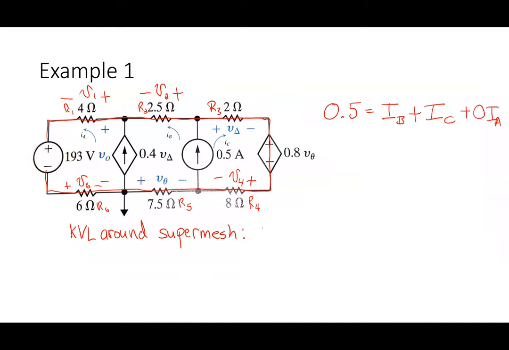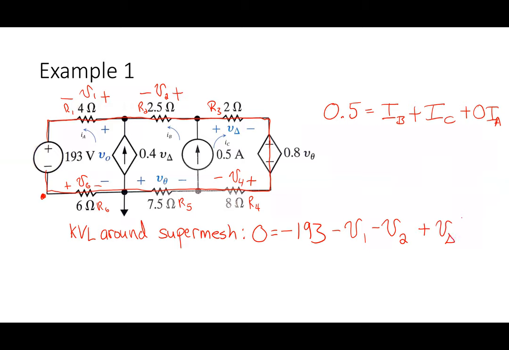So I like to start down here in this corner and then work back to that corner. I'm going to say zero equals. First, I go through a 193 volt source. How do I write that? Minus 193, because I go minus to plus. Then I get to R1 up there. Negative V1. Then what about V2? Negative V2. Then what? Plus V delta.